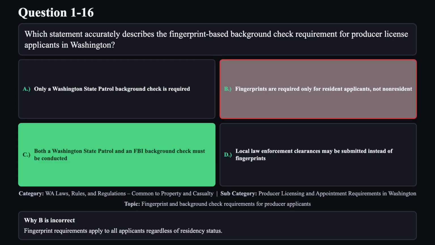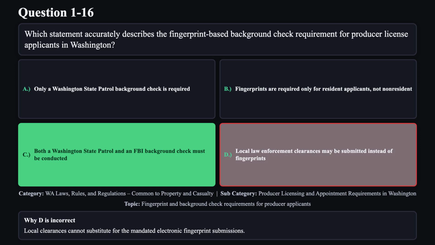Reason B is not correct. Fingerprint requirements apply to all applicants regardless of residency status. Reason D is not correct. Local clearances cannot substitute for the mandated electronic fingerprint submissions.